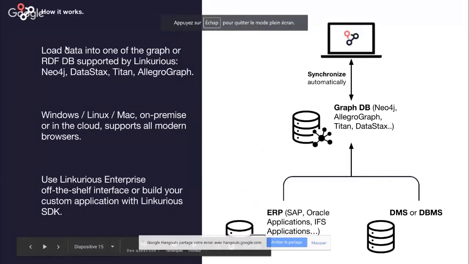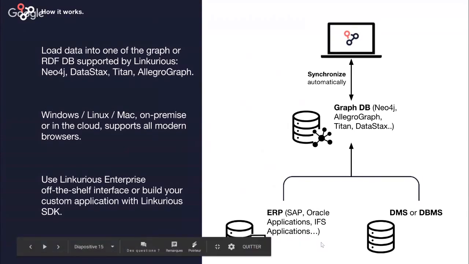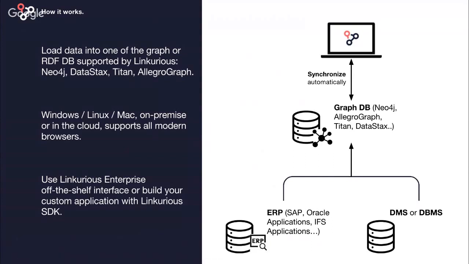I'm going back to my presentation. Okay, and I'm going to talk a little bit more about what's behind the scenes for this demo. So typically, our clients start with data stored in legacy systems like ERPs or traditional databases. They move this data to one of the graph databases that we support, and we support today technologies like Neo4j, AllegroGraph, Titan, and DataStax. You can then plug the Linkurious Enterprise software on top of these databases and immediately access the data and start using it to make smarter decisions. The Linkurious technology is compatible with Windows, Linux, and Mac, and can be installed on-premise. This is a browser-based application, so it can be accessed from any web browser.